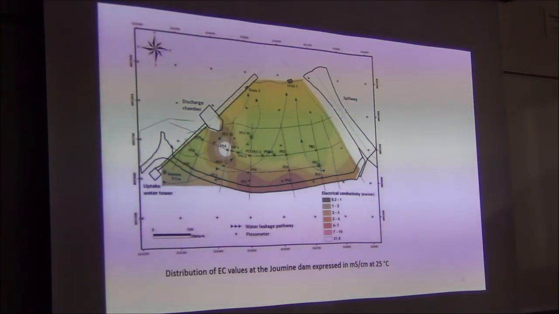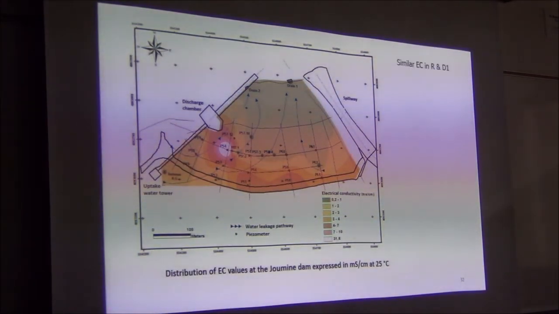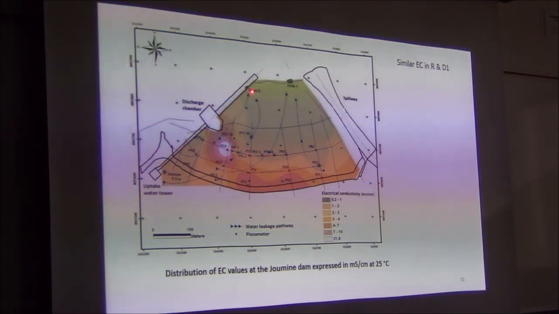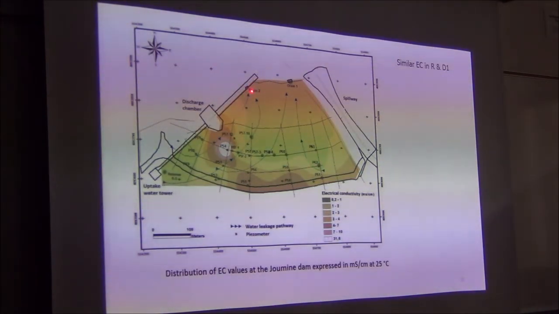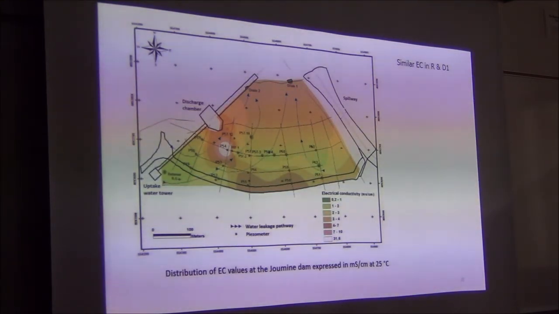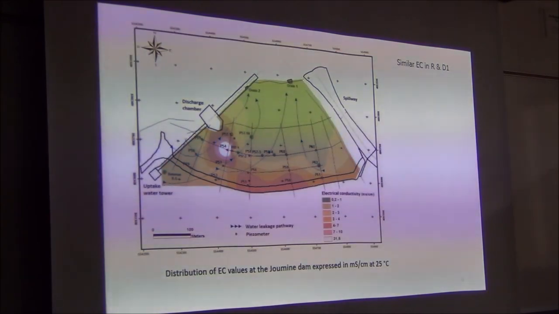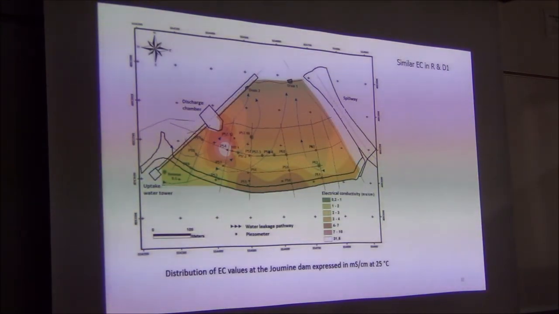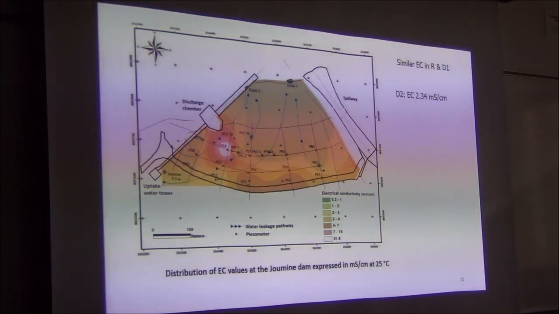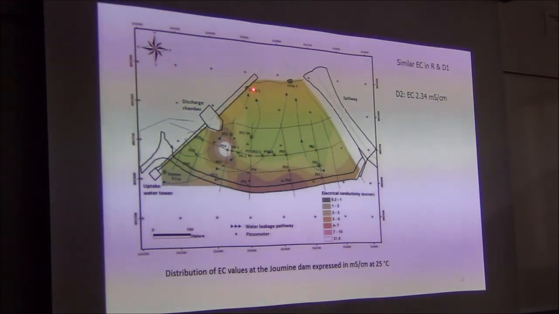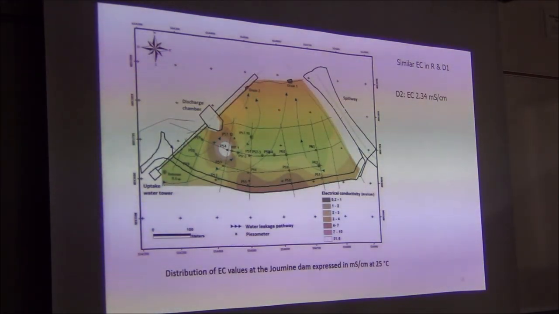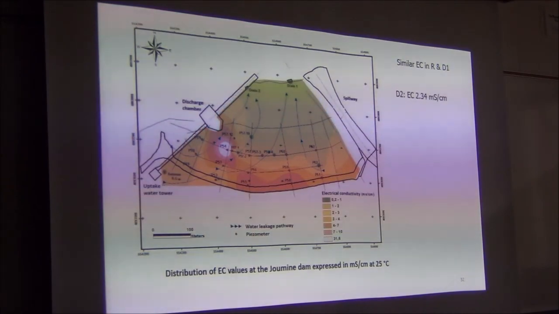The distribution map of the electric conductivity shows a similar electric conductivity in water from drain D1 and water from this reservoir. It's approximately 0.7 millisiemens per centimeter for this water. However, this is very different from the electric conductivity in drain D2, which was measured to be 2.34 millisiemens per centimeter.